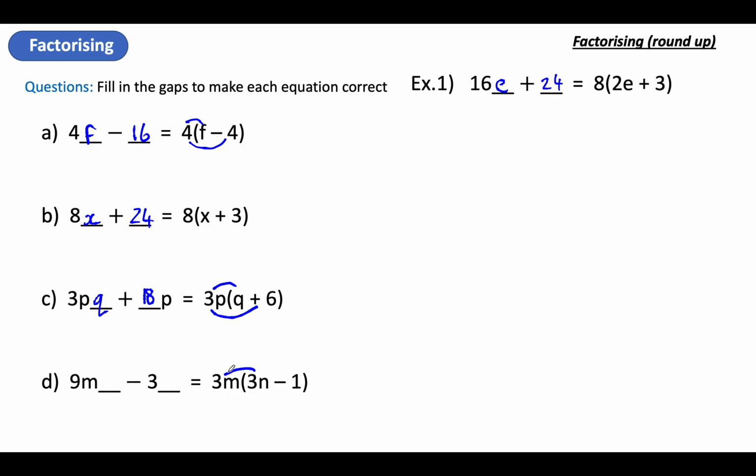Right, 3m times 3n would make 9mn, because that's 3 times 3. Minus, okay, 3m times minus 1. Well, that would be minus 3m. Okay, probably a bit of a relaxing interlude, that one, hopefully. Should be pretty straightforward.